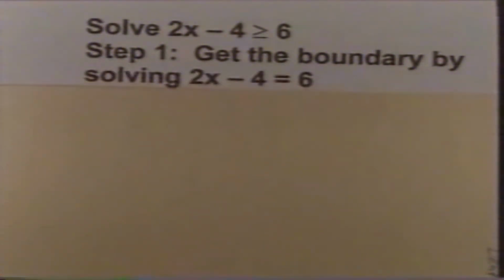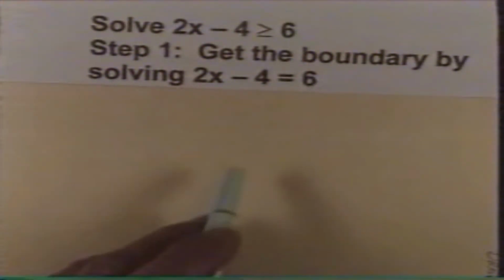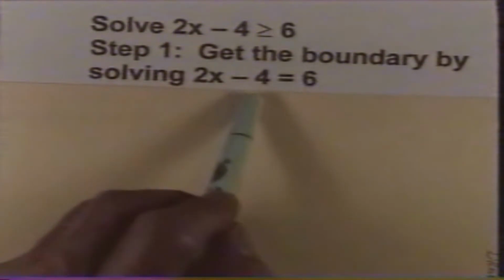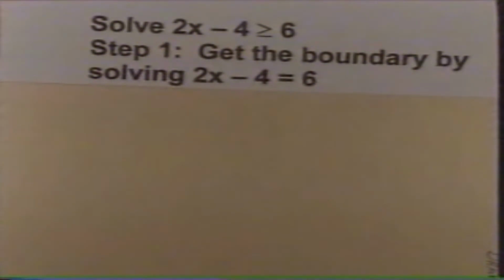I'm going to illustrate the strategy by using a linear inequality. That means the highest exponent is 1. So let's solve 2x minus 4 is greater than or equal to 6. Step 1, get the boundary, and there'll just be one boundary this time, by solving 2x minus 4 is equal to 6. When I say solve the related equation, I simply mean replace the inequality symbol with equals and solve as you always do.